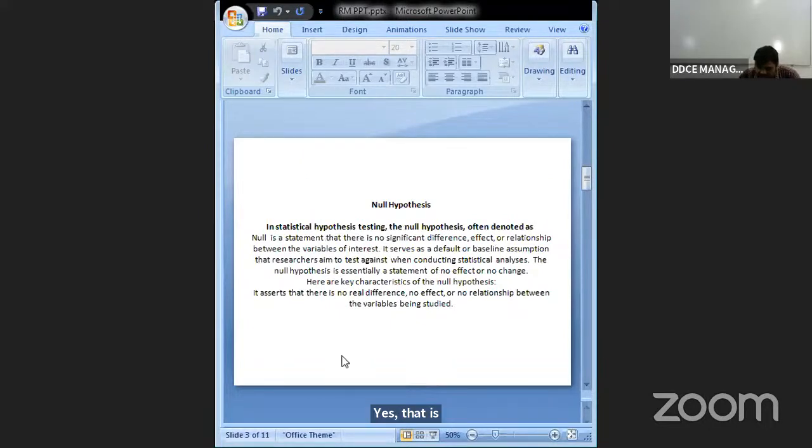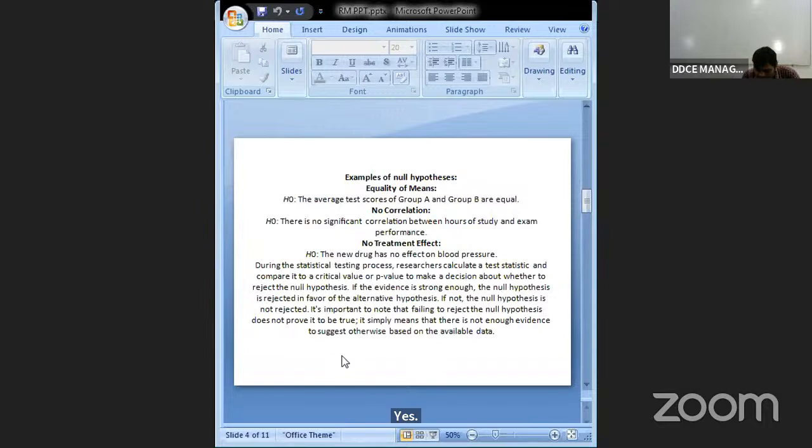What does the null hypothesis say? Null is a statement that there is no significant difference, effect, or relationship between the variables. For example, the notation of null is H0. You can say the average test score of group A and group B are equal. That means null always says that there is no difference. No difference means there is equality.